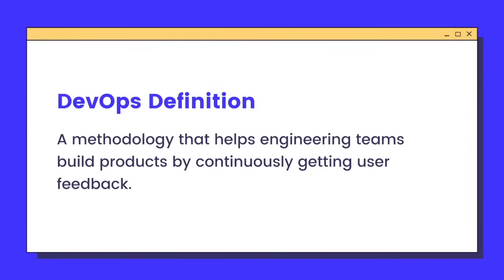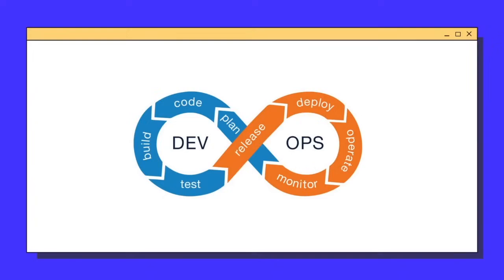DevOps is a methodology that helps engineering teams build products better by continuously integrating user feedback. And if you Google DevOps and you look for pictures, you'll often see ones like this. It really helps understand how DevOps is different than the traditional way of thinking about software development.